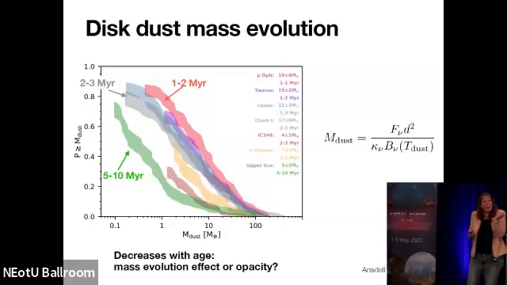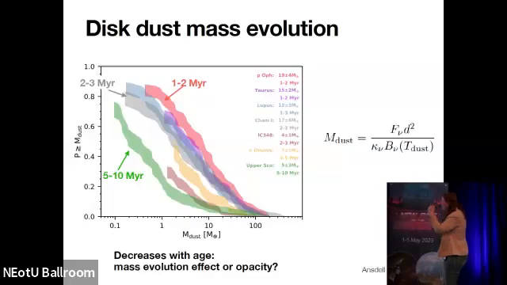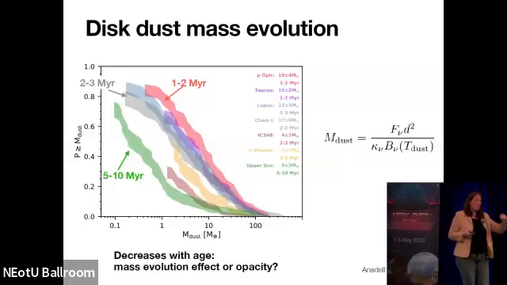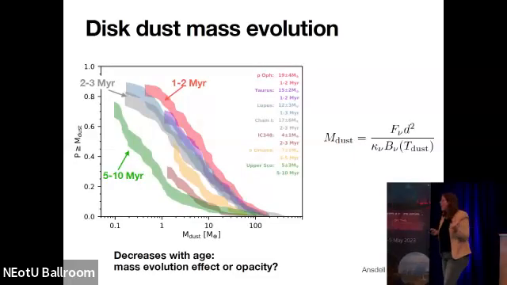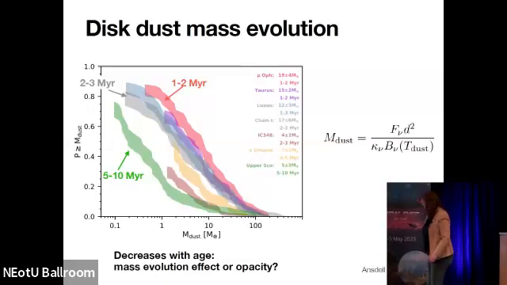But one of the big questions here was always, why does this dust mass decrease? Is this actually the disk becoming less massive? Or is this a change in the dust opacity, which is this kappa value over here?